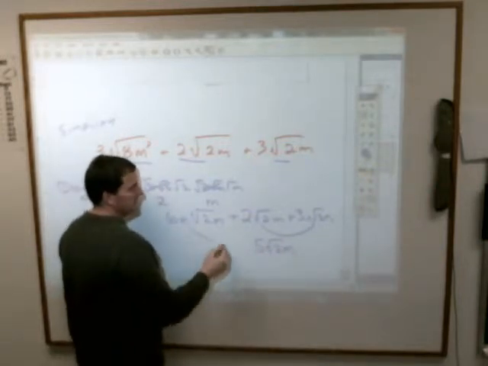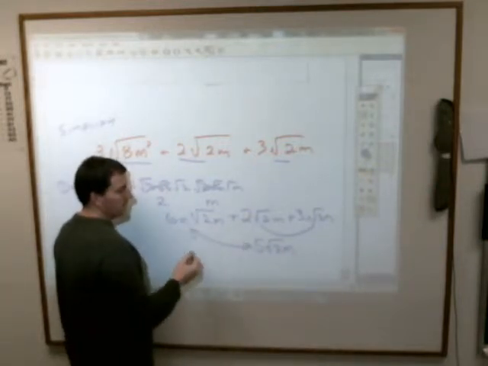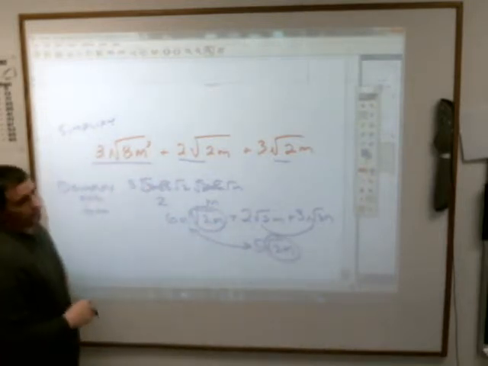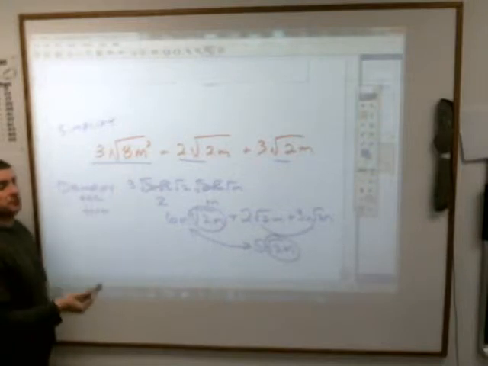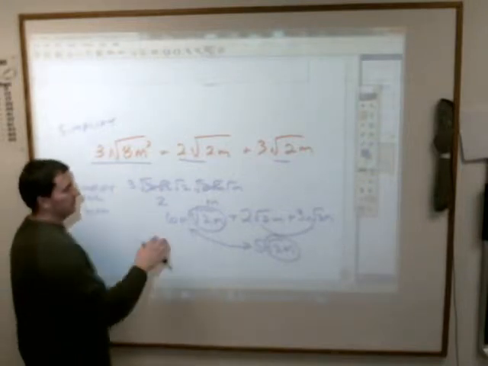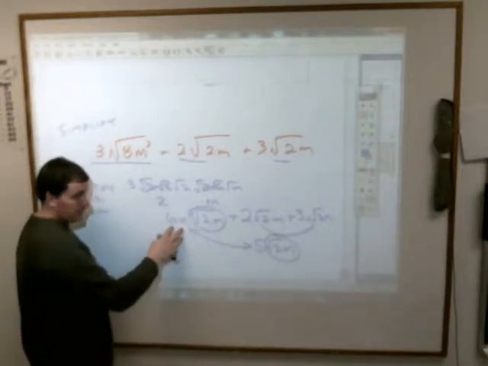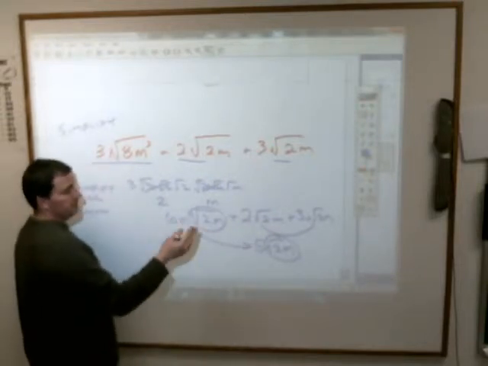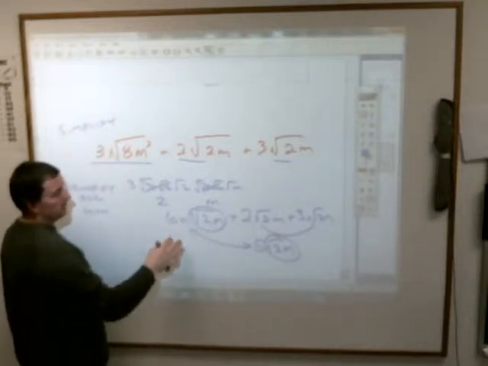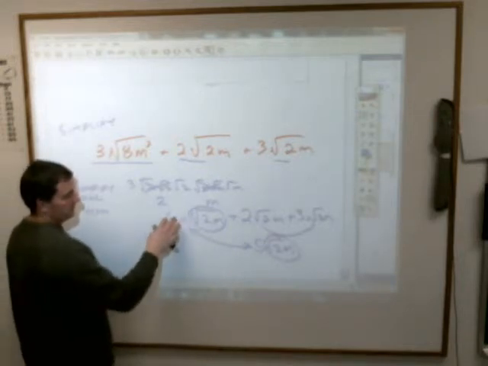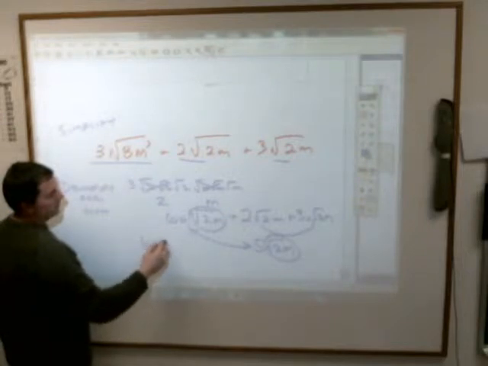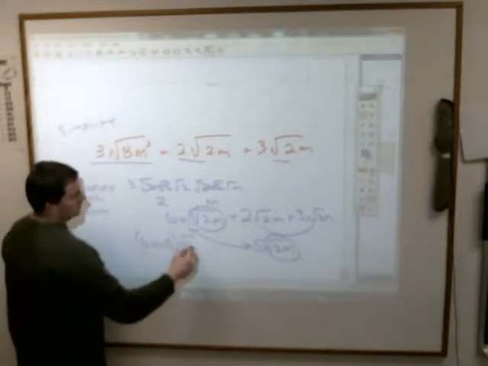Now, can I put these together? Are the radicals the same? Yes, they are. Unfortunately, though, the numbers in front of them are not. So I can't put 6 and 5 together. You can't just say that's 11m, it's not. The only way you could rewrite this any differently is you could say this is going to be 6m plus 5 all times 2 times the square root of m.